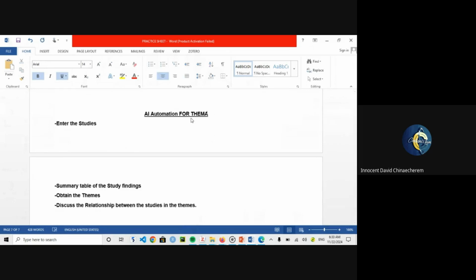For thematic, you enter the studies, you get the summary table of findings, you obtain the themes, obtain the codes, then sub-themes, then you discuss the themes.